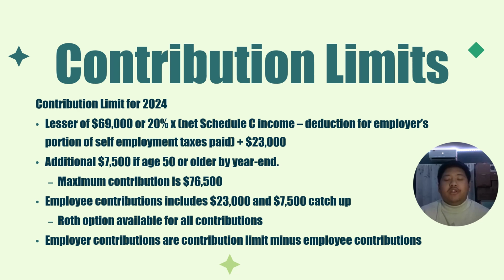Now, the contribution limit for 2024 is the lesser of $69,000, or 20% multiplied by the net Schedule C income less the deduction for the employer's portion of self-employment taxes paid, plus $23,000. There's an additional $7,500 if you are age 50 or older by the year end, adding up to a maximum contribution of $76,500.